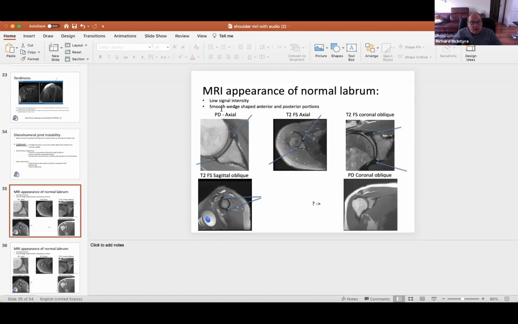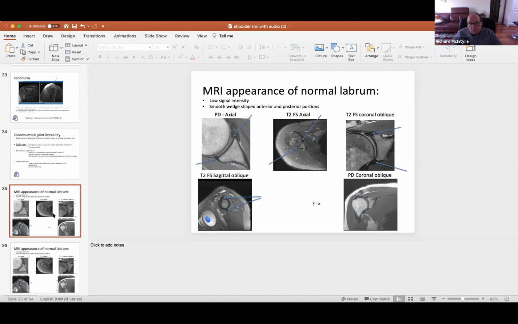So we'll have normal appearance. You can see there that it's hypo-intense because it's cartilage, and that shows it really well. It's a hypo-intense structure, an extension of that glenoid labrum, on all these weightings. Appearance of a normal labrum.